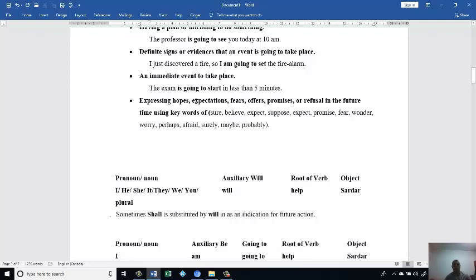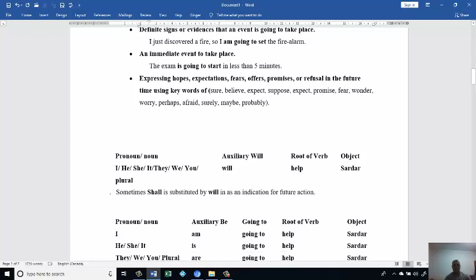Expressing hope, expectations, fears, offers, promises, or refusal in the future, using future time keywords of sure, believe, expect, suppose, promise, fear, wonder, worry, perhaps, afraid, surely, maybe, probably. How do we make future simple?